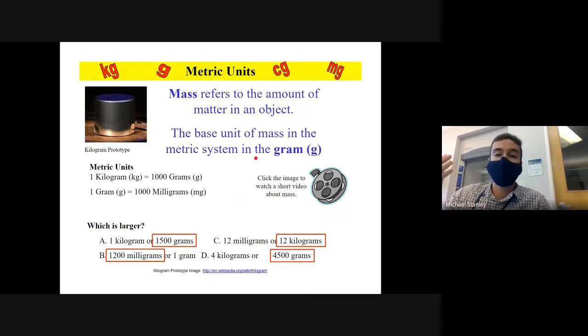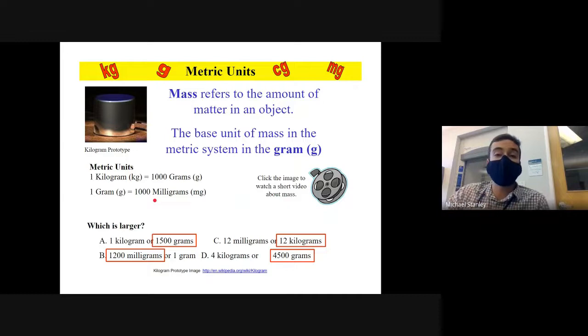So again, grams and kilograms and milligrams, it's all based on thousands. So if we took 1,000 single grams and combined them all together, that would be 1 kilogram. And if we split a gram up into 1,000 equal pieces, each one of those would weigh 1 milligram.